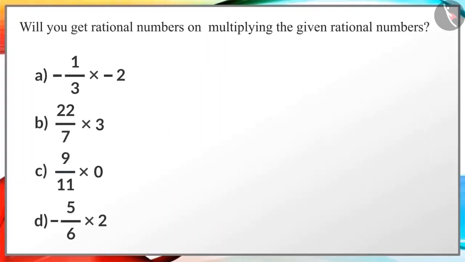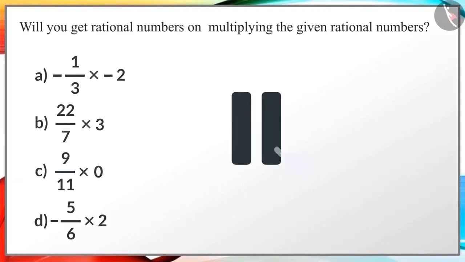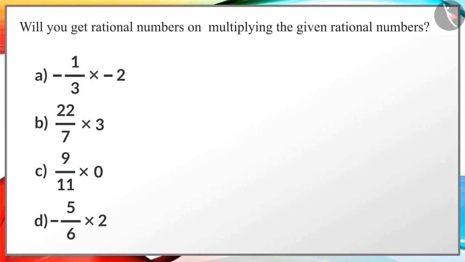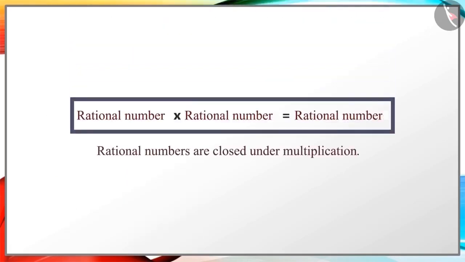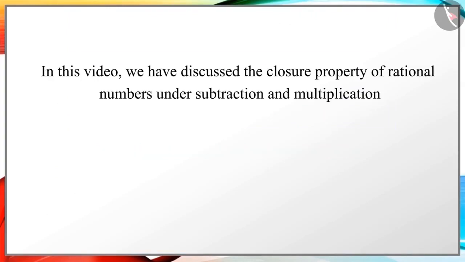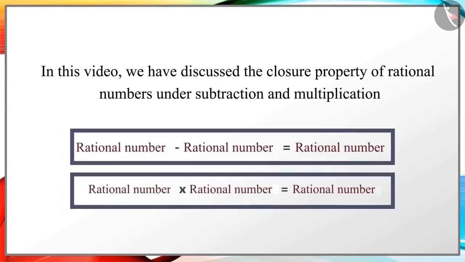Children, multiply these numbers now. You too should solve this question. Children, this time too you will get a rational number after multiplying these numbers. This is because rational numbers are closed under addition and subtraction as well as multiplication. Children, so far we have discussed the closure property of rational numbers.